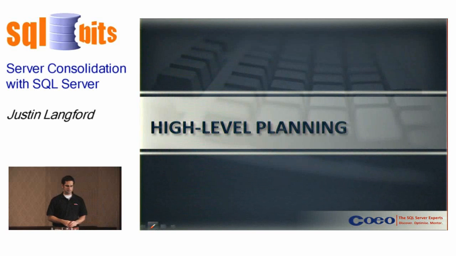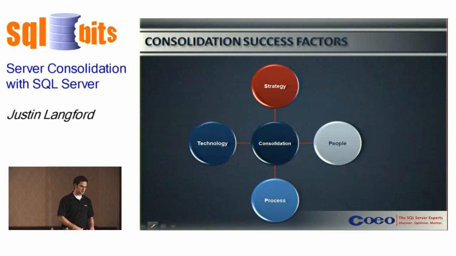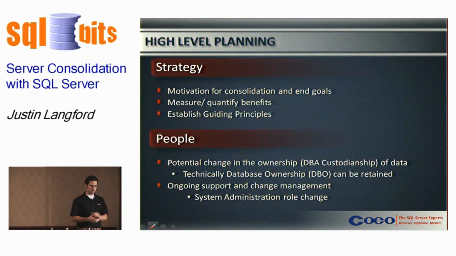So the next phase is to look at high-level planning and what's involved in a project. So we see the consolidation at the center of the spoke, and strategy, people, process, and technology being around the outside. And this presentation really just looks through a few of these. So from a strategy perspective, we need to know what the motivation for consolidation is and define the end goals. So what's the return on investment that we're expecting? How many physical machines are we starting with? And what's the goal for the end of the project with the number of servers? How are we going to measure and quantify those benefits? So this really means the financial implications.